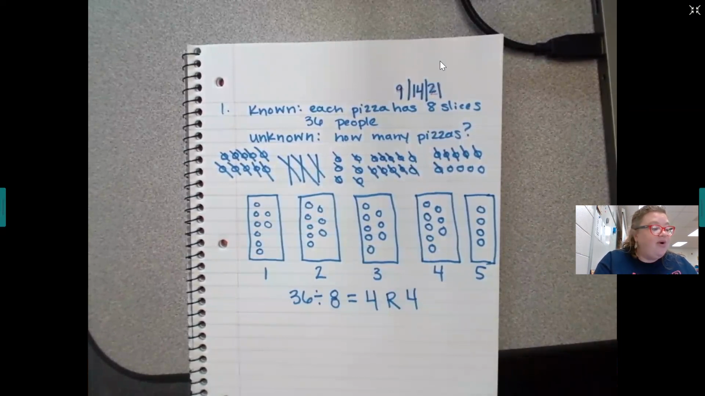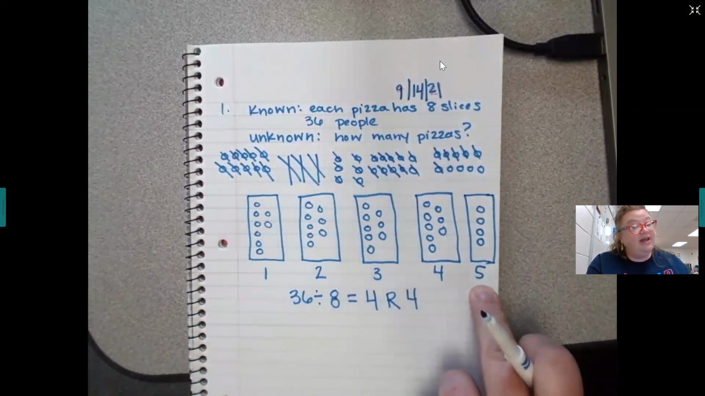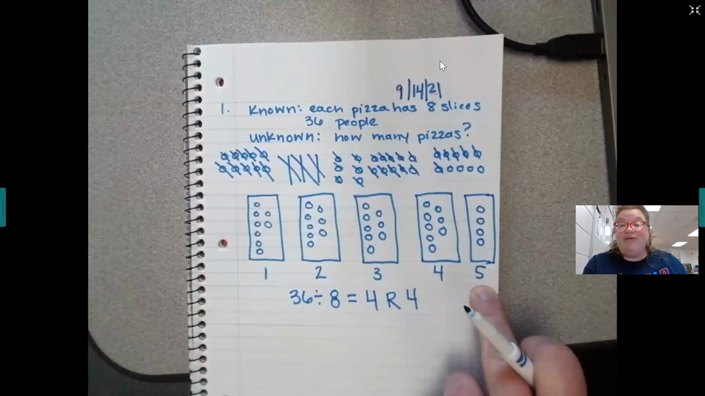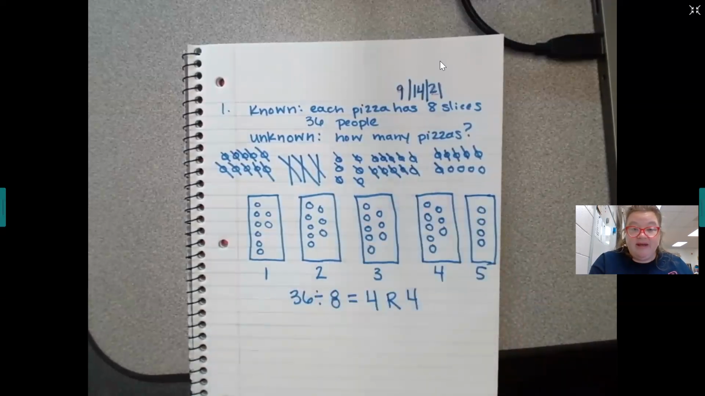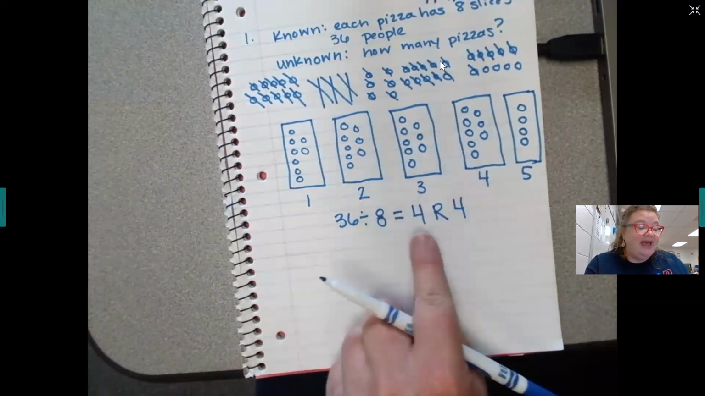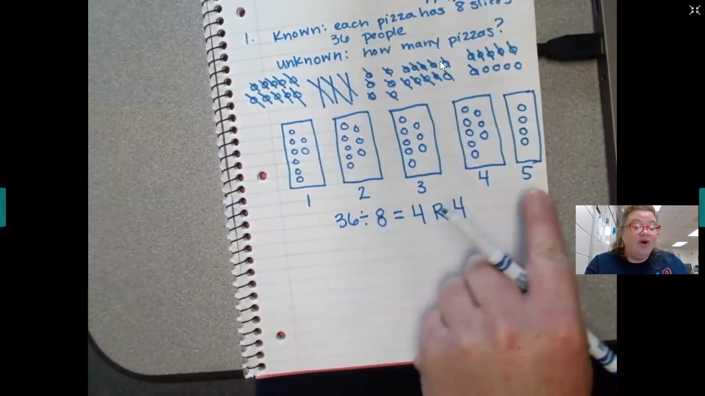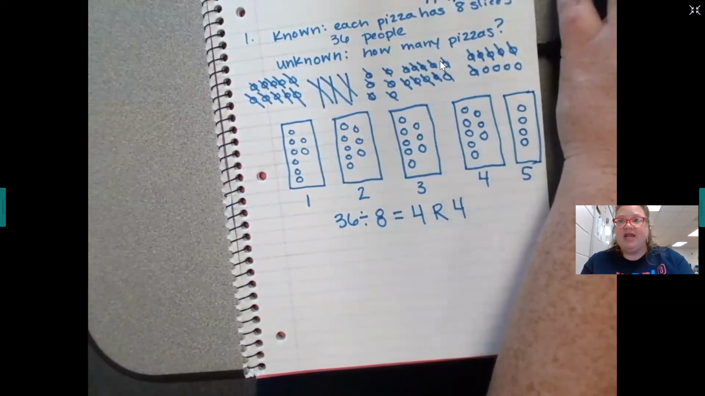Okay, so if I was going to order pizza for everybody, I would need to order 5 pizzas. Now, we wouldn't necessarily eat all of that 5th pizza, but if we didn't order it, these 4 people would have nothing to eat, and they'd be probably pretty upset. Okay, so when I divide 36 into groups of 8, I get 4 with 4 left over. That's my remainder. Okay, let's try another one.